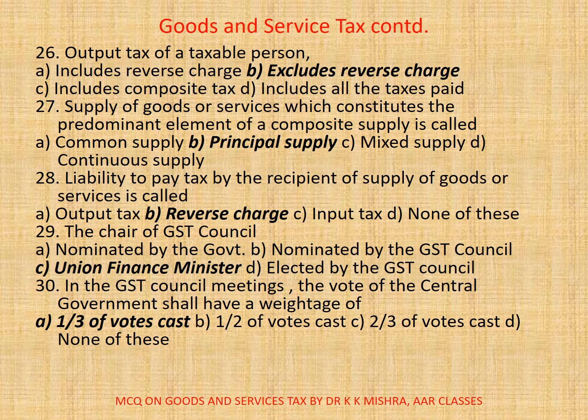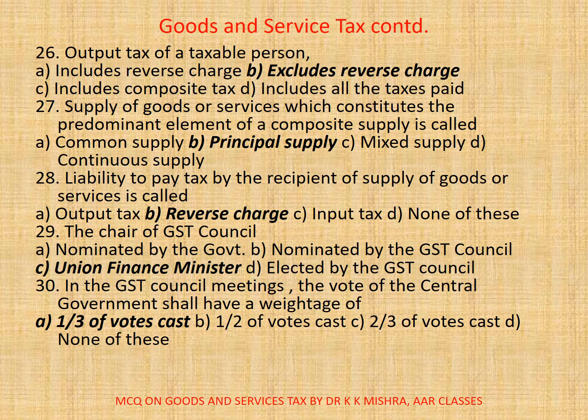27. Supply of goods or services which constitutes the predominant element of a composite supply is called A. Common supply, B. Principal supply, C. Mixed supply, D. Continuous supply. The correct option is B. Principal supply.